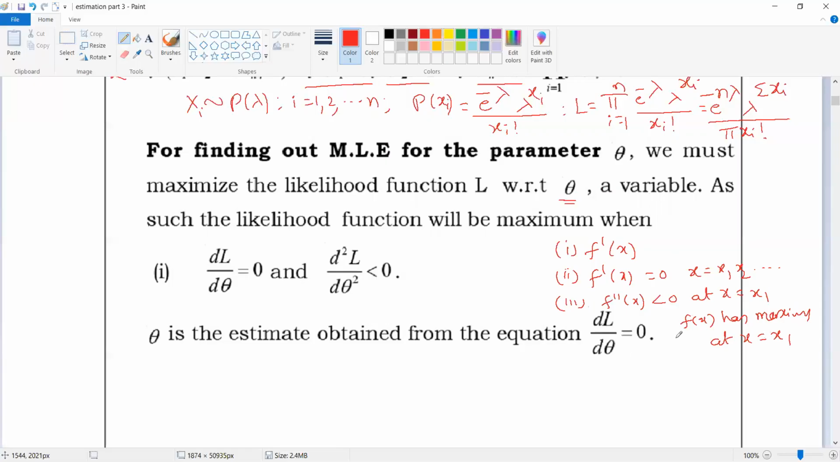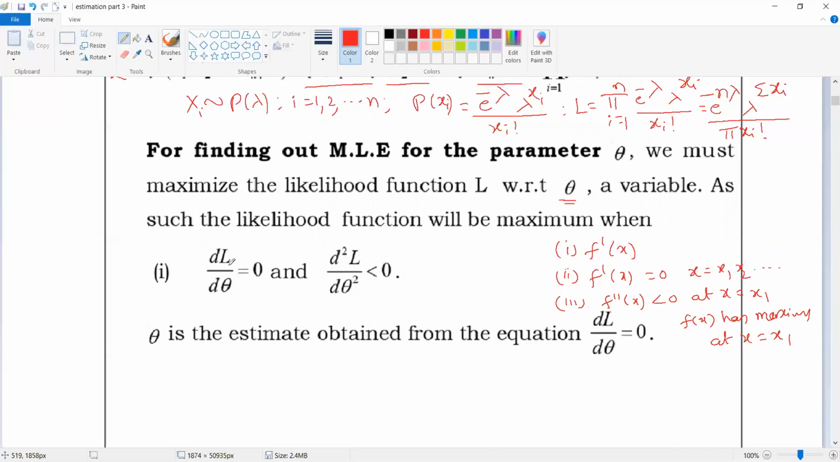Similarly, you have to apply the same technique in this case also. Here we have to find the maximum of L. For what value of theta is L maximum? That theta is called the MLE. So here is the likelihood function, after construction of the likelihood function is over.